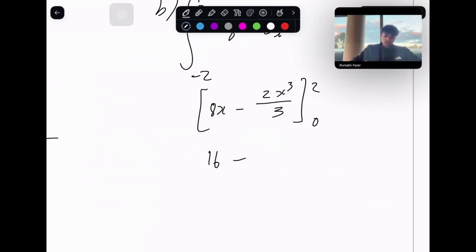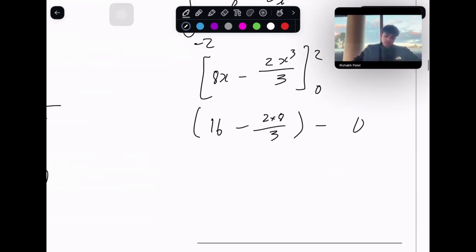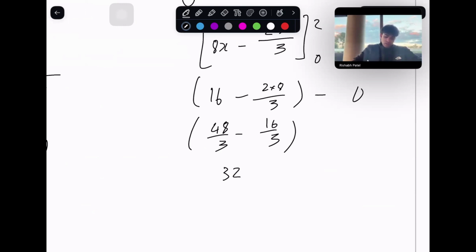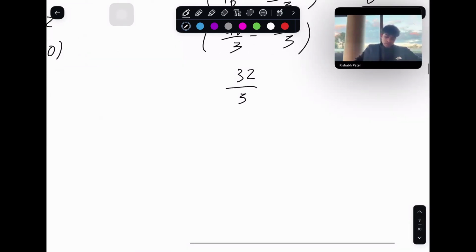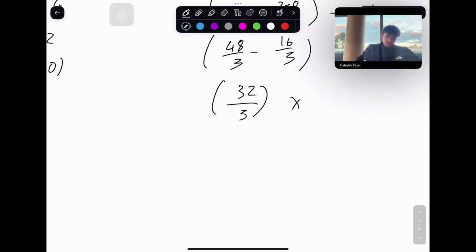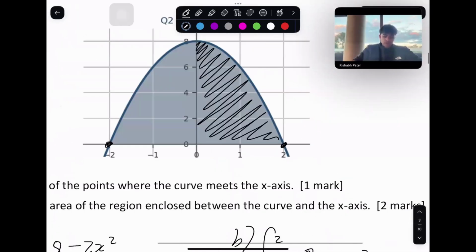So you get 16 minus 2 times 8, and all that divided by 3. And then this whole thing minus 0, since we have that. And that's going to be 16 minus 16 on 3. You get 32 on 3. And of course, we need to multiply this whole thing by 2 because of us removing the lower bound.